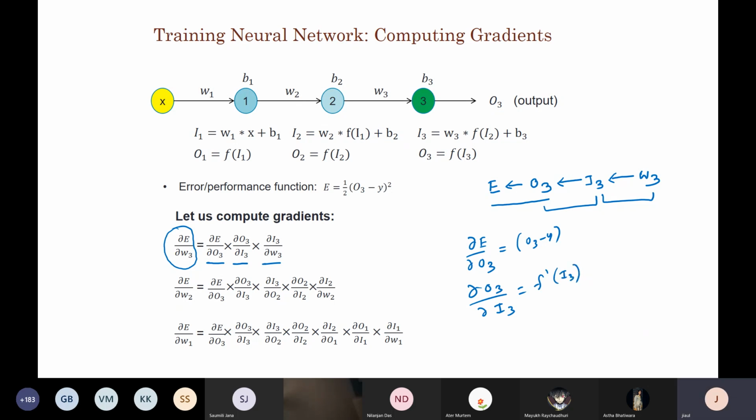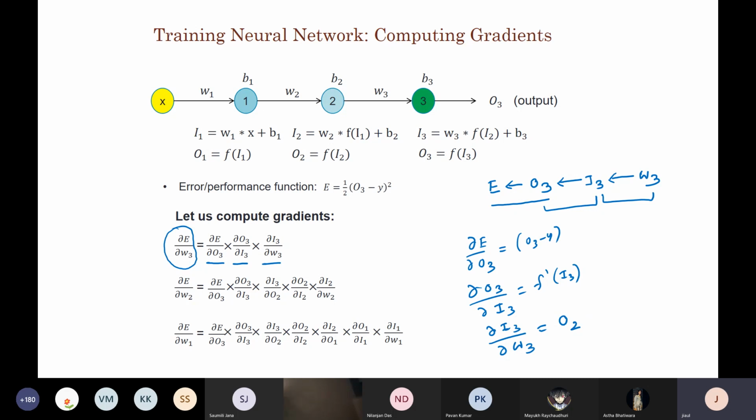Now what is the value of del I3 del W3? F of I2. O2. O2, yeah. Del I3 del W3? It's O2? Yes, sir. Yeah, this is O2 because this is F of I2. So it's basically O2. You are right, yes.